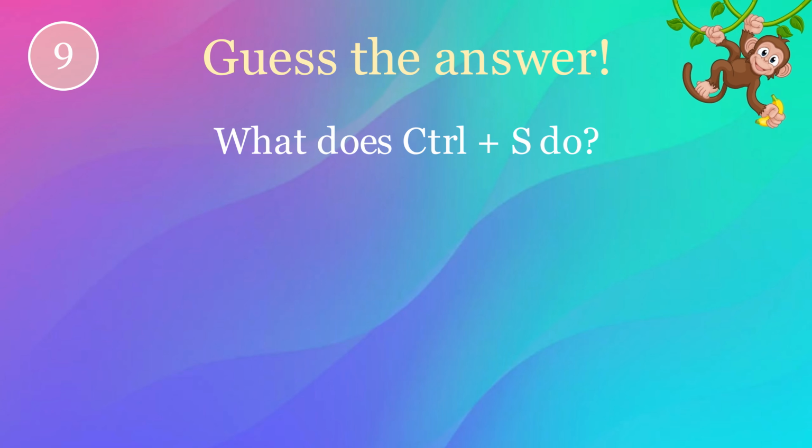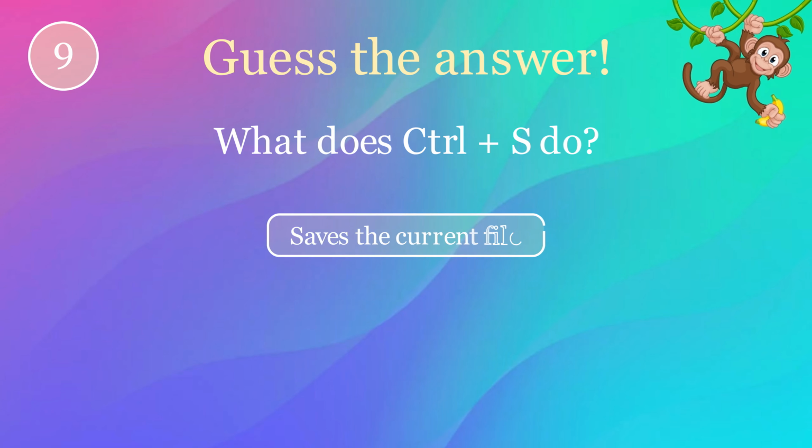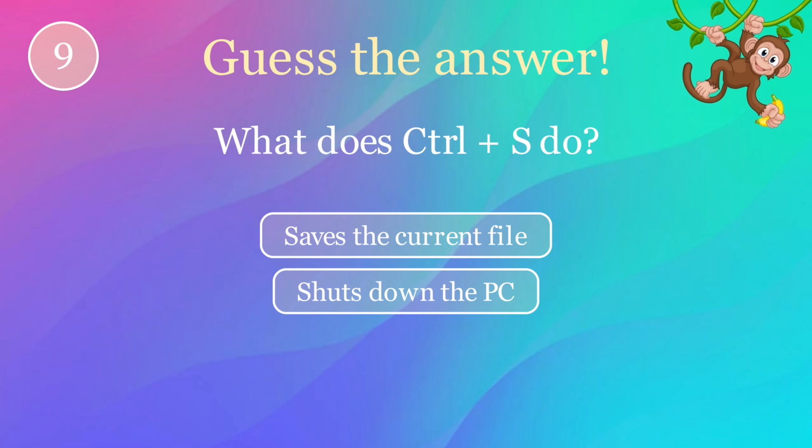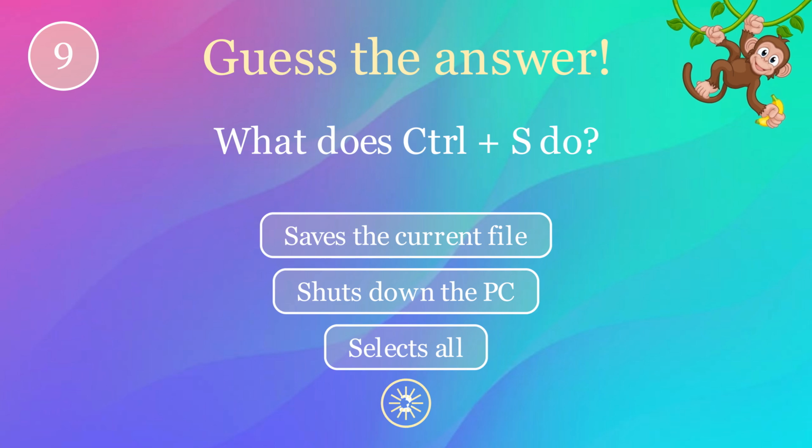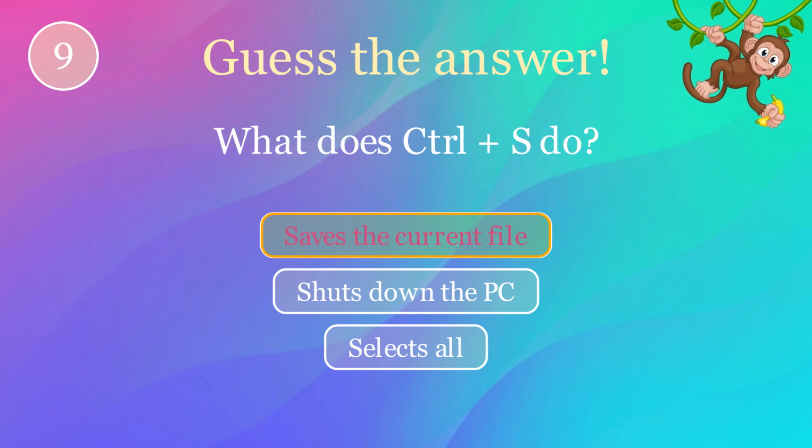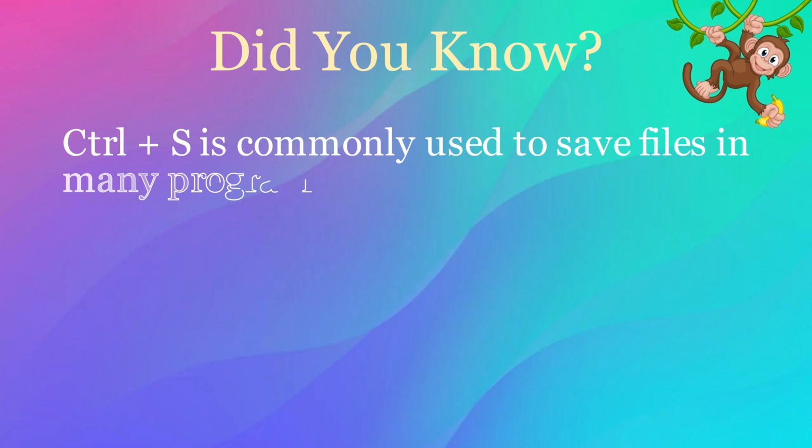What does Ctrl+S do? Saves the current file. Shuts down the PC. Selects all. The correct answer is, saves the current file. Here's an interesting fact, Ctrl+S is commonly used to save files in many programs.